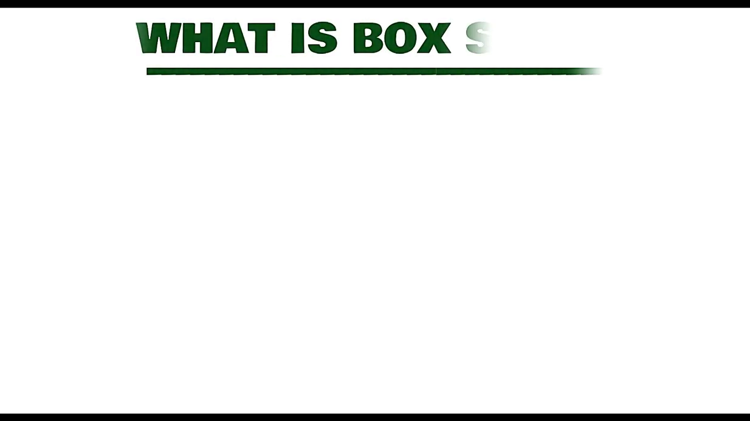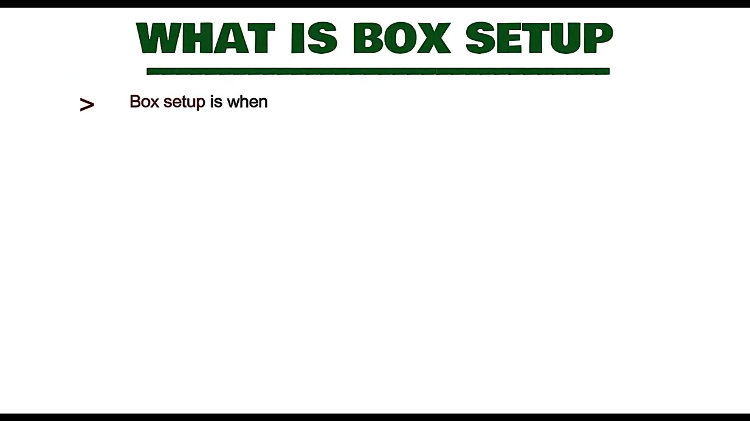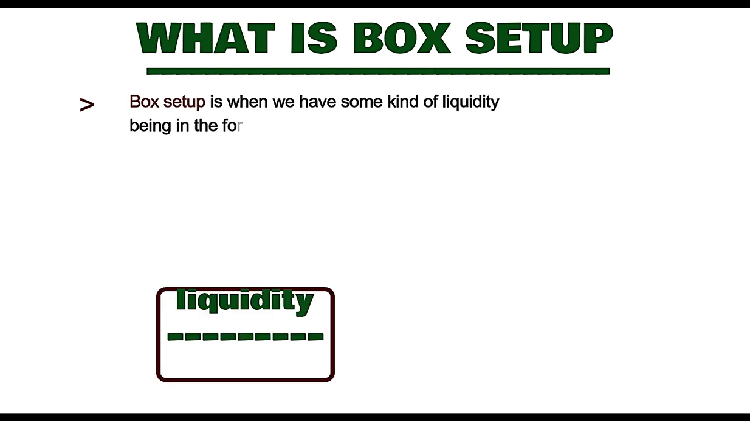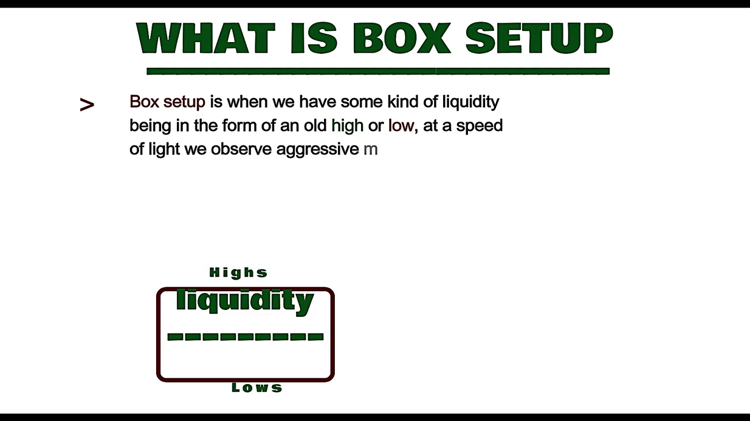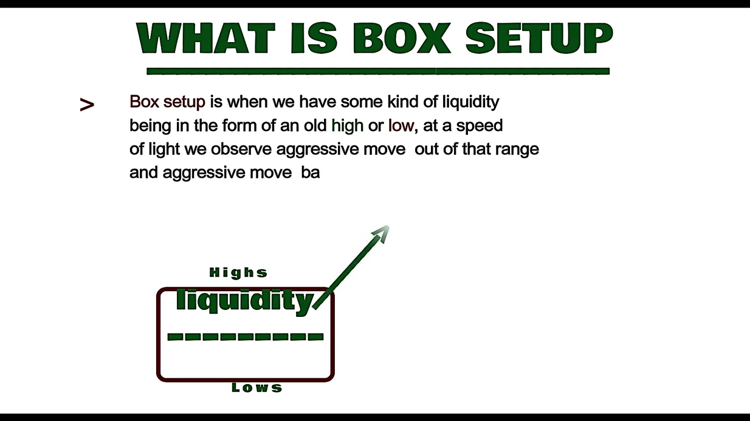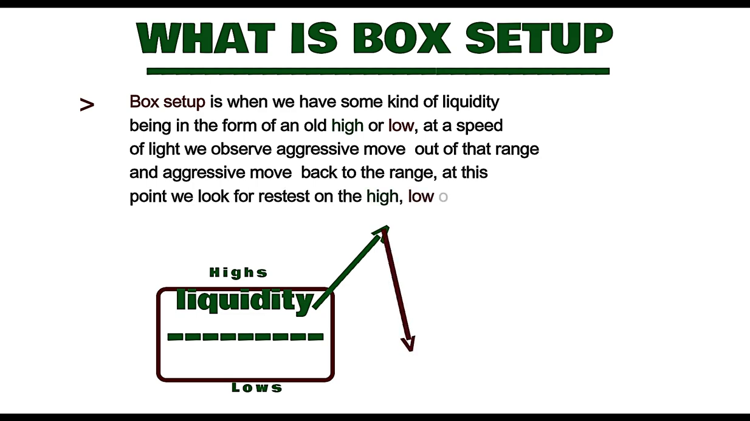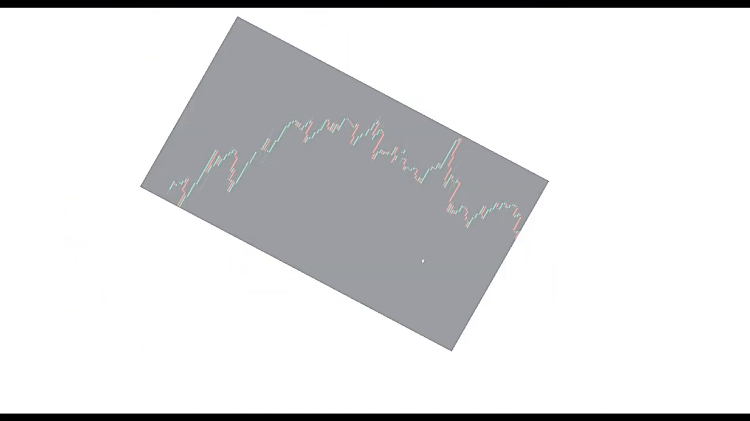So before we start, you need to know what a box setup is. A box setup is when you have some kind of liquidity in the form of old highs and lows. At the speed of light, you observe a movement out of the consolidation range and a movement back into that very range. And we look for a retest of the high or low, depending on the side it breaks out from. So that's what we have.